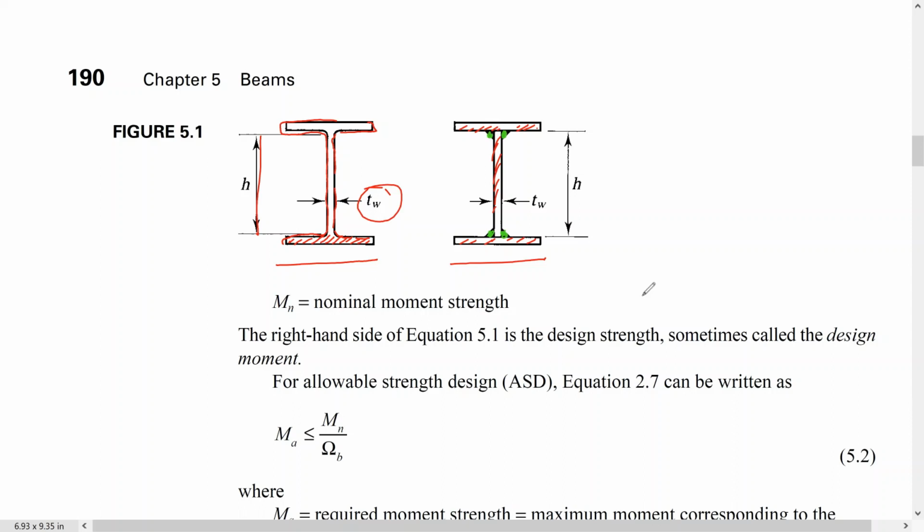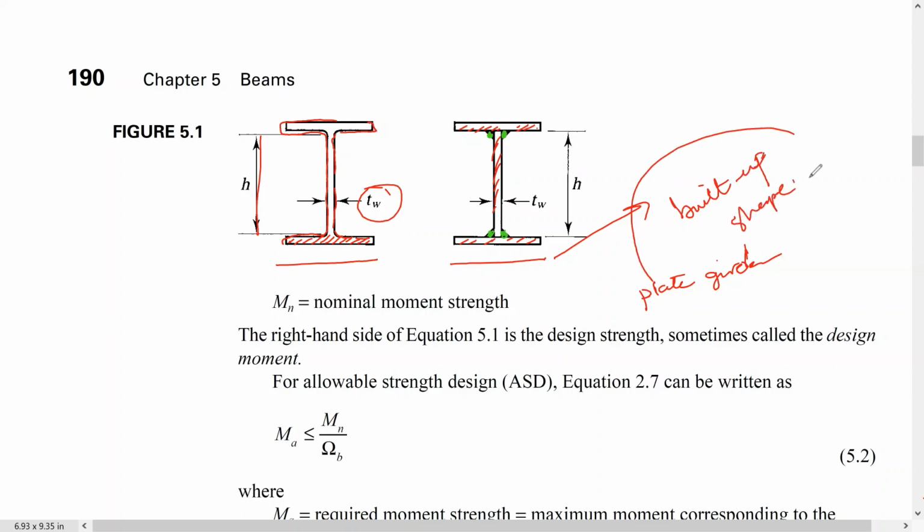This is a plate girder, and that's what we call it again. It's a built up section or shape. And once again, why do we need to do a built up section? Because sometimes the available standard shapes will not be good enough to carry the subjected loads.